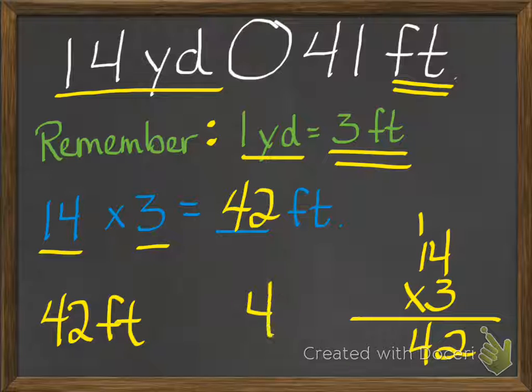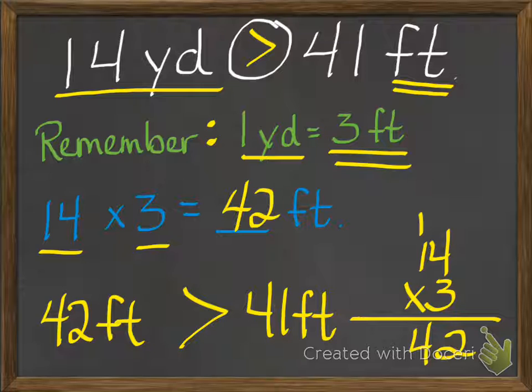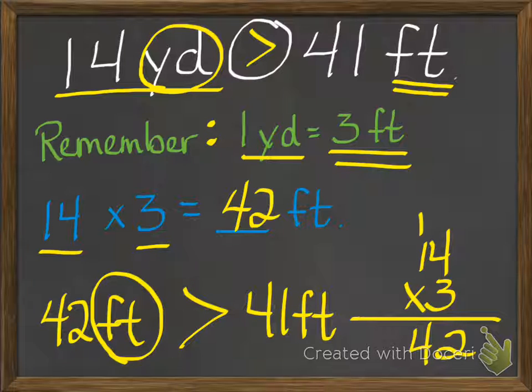Compare that with 41 feet, and 42 is greater than 41. So I know I can put my greater than symbol here. That 14 yards is larger than 41 feet. Okay, so what I did is I took the larger unit and I changed it into feet, which is a smaller unit, and to do that I had to use multiplication.